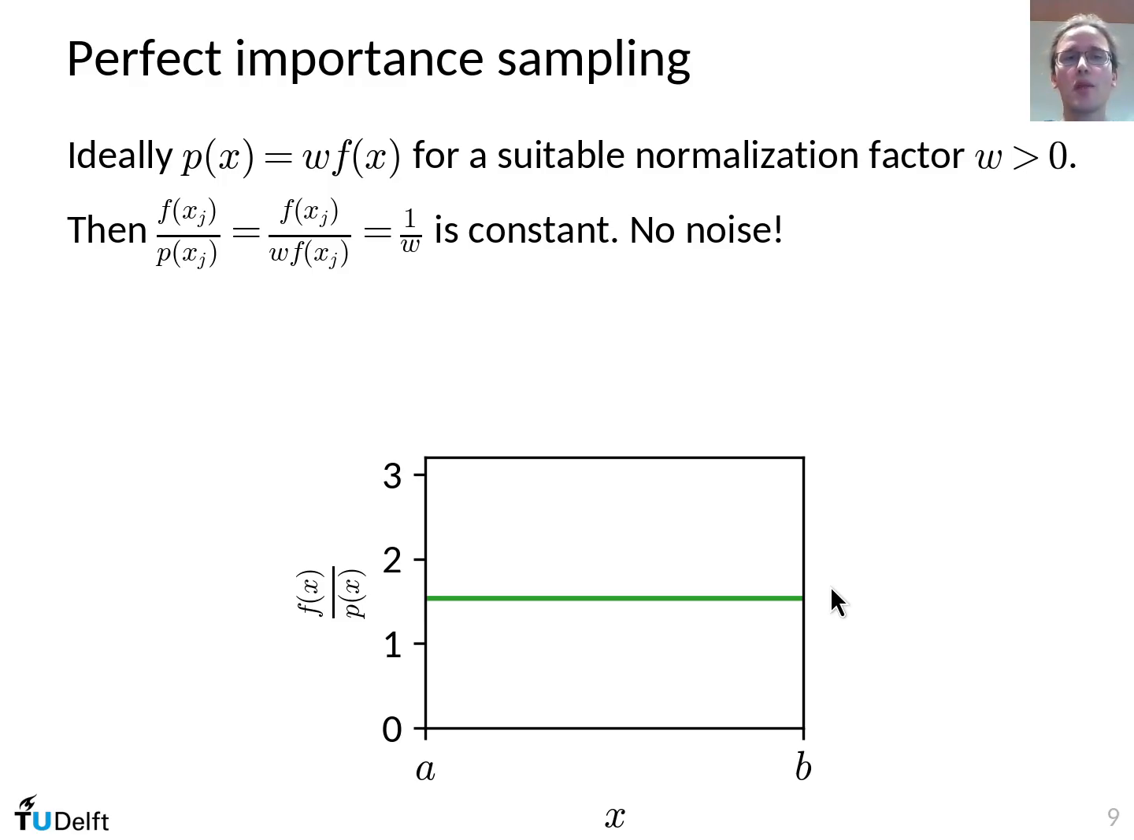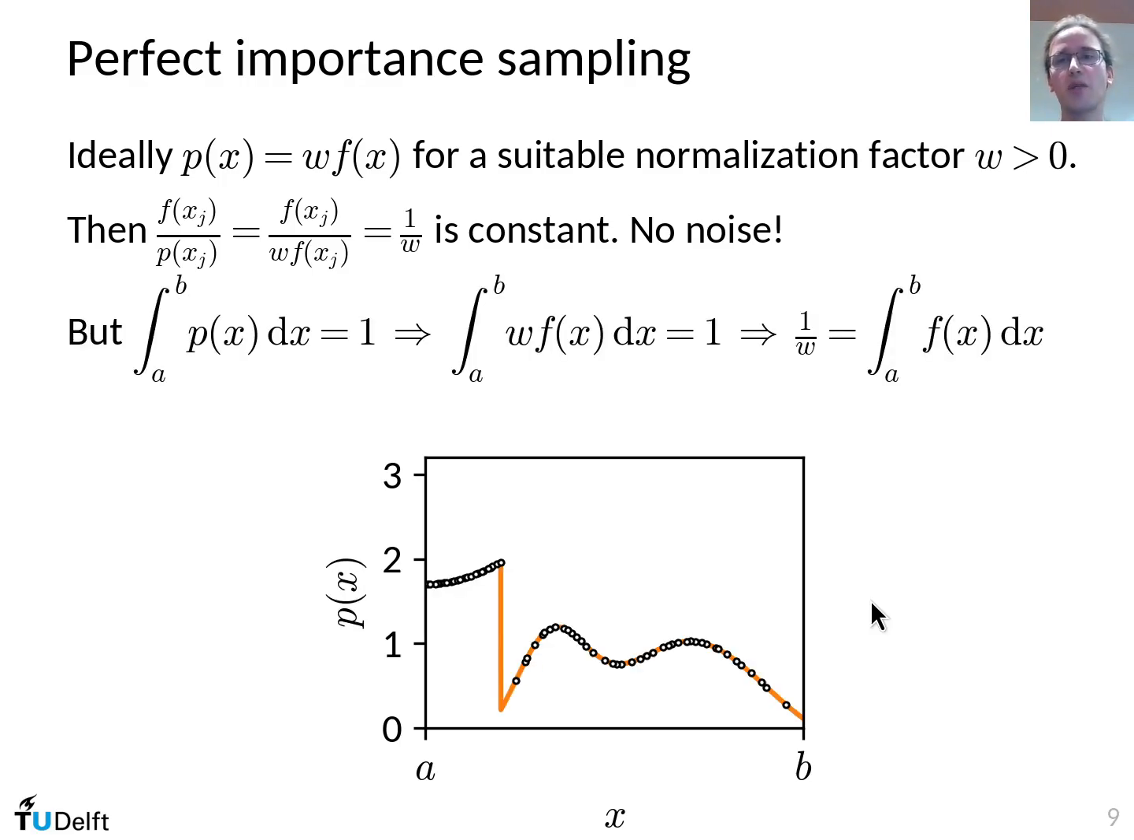If you think this through to the end, then it's obvious what you should be doing. You should be using a density that's exactly proportional to the integrand. So p of x is f of x times some constant factor w. And if we have that, then we can look at this ratio of f over p. And of course, p is now just w times f, so we can put this in here. And then we can cancel f from this and get 1 over w. And now this is constant, so that means we have no noise at all. All of our samples will simply give us the same value and we don't have any variance.